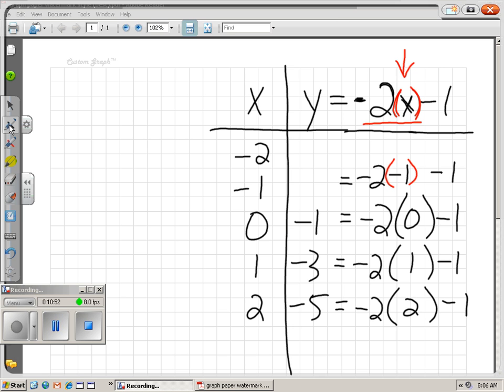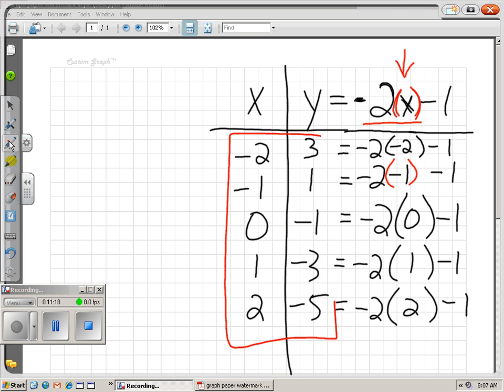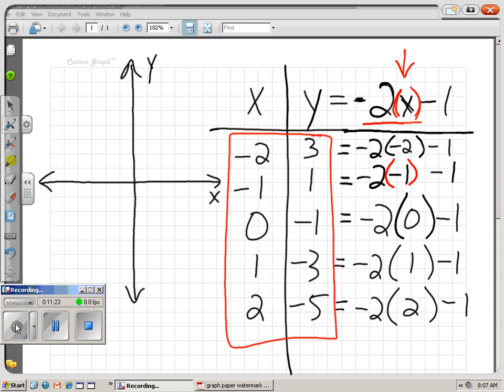All right, let's go back to the math now. -2 times -1 is +2. -1 gives me a +1. And my final calculation is -2. There's my parentheses. Take out the x, put in the -2, and do the math. -2 times -2 is +4. Take away 1 is +3. Now I have my set of ordered pairs that I'm going to graph.